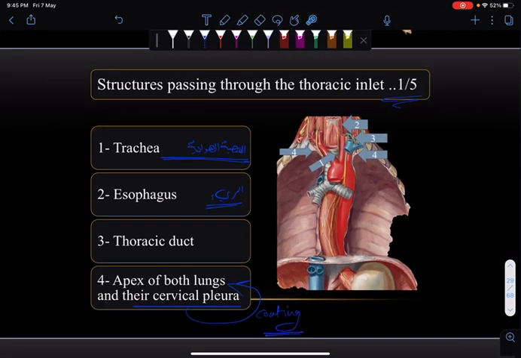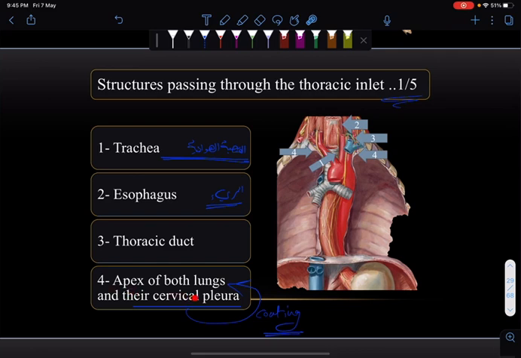Structures passing through these superior thoracic inlets or superior thoracic aperture. عندك 5 أو 6 سلايدات بيحكوا عن structures passing through this gap، اللي هي أول إشي عندنا التراكيا اللي هي القصبة الهوائية هيها. عندنا كمان الإيزوفاجس المريء هي هون. عندنا الثوراسيك داكت اللي هي تلاقيها دائما لونها أخضر هنا هيك.